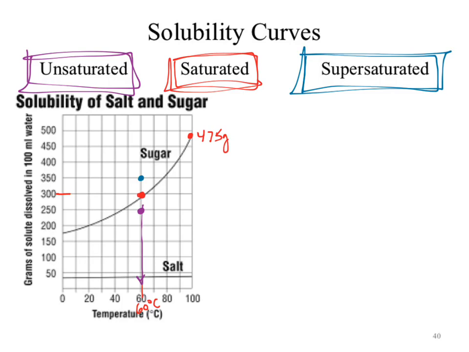It unsaturates? Wait, the amount of sugar has to stay the same in that container. So what happens as this cools? We move this direction, right? And where would we be? At supersaturation. We'd be in that supersaturated system. Ideally, we would probably drop all the way down to room temperature.